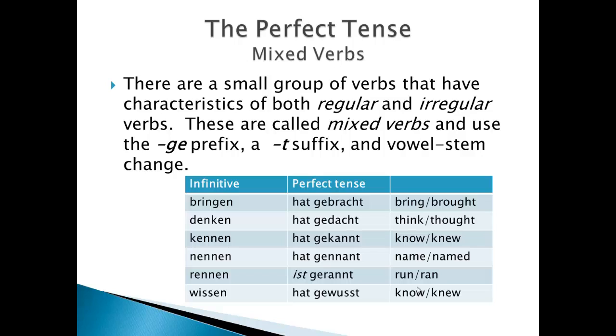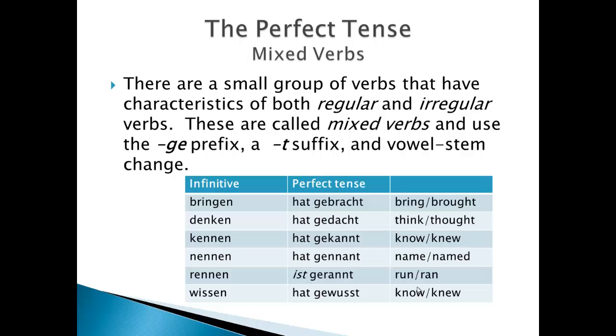They all start with ge and end in a t, like a regular verb, but they have irregular qualities because they have a vowel stem change. They're quite simple. They all kind of rhyme. So we have bringen, denken, kennen, nennen, rennen, wissen. Bringen hat gebracht, denken hat gedacht, kennen hat gekannt, nennen hat genannt, rennen ist gerannt, wissen hat gewusst.